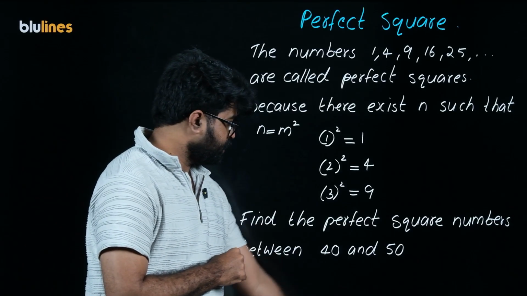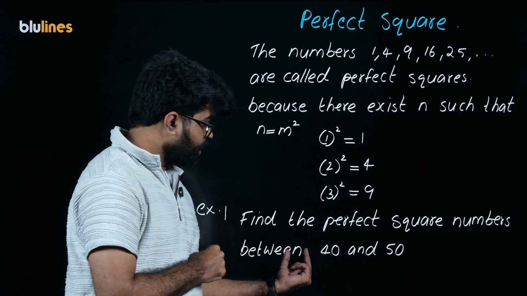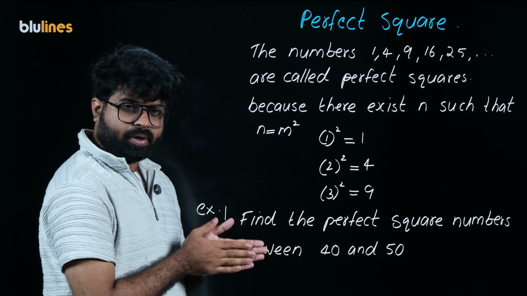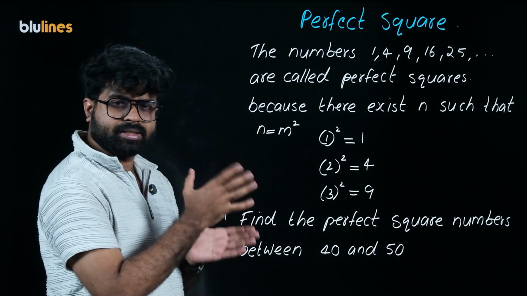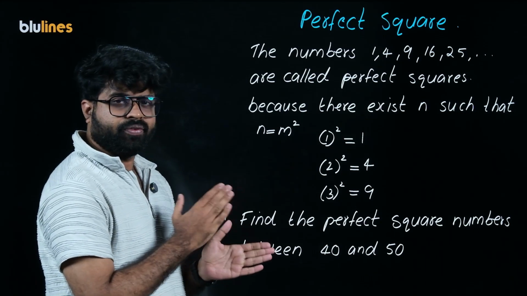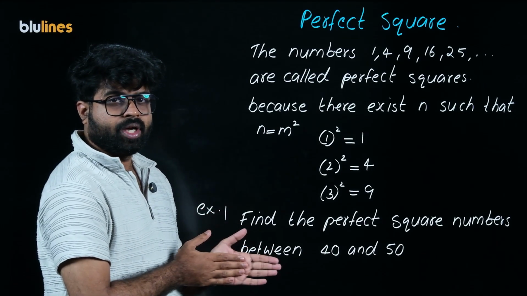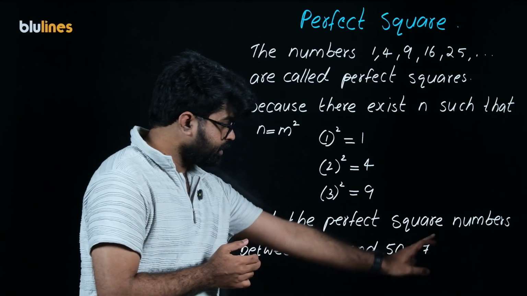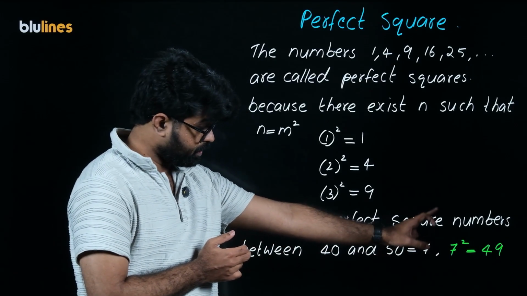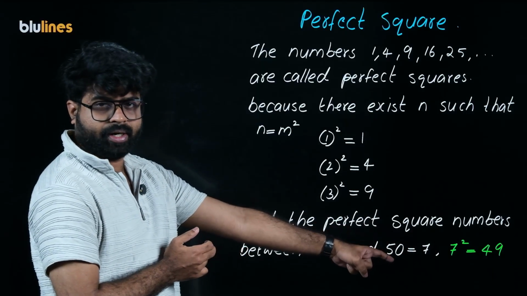What are perfect square numbers? Let's take an example: find the perfect square number between 40 and 50. Does there exist a perfect square number between 40 and 50? We know that between 40 and 50 we have 49, and 49 is nothing but the square of 7. 7 squared is equal to 49. So 49 is a perfect square.